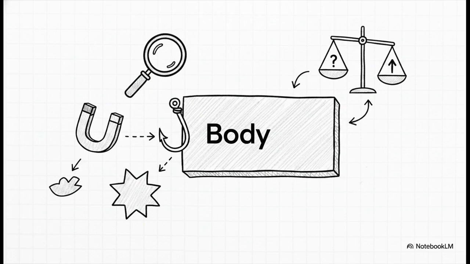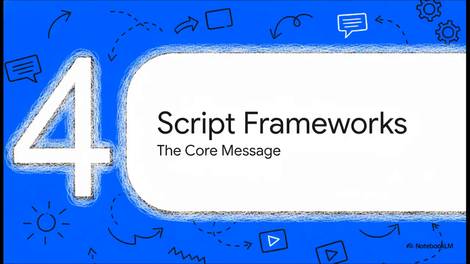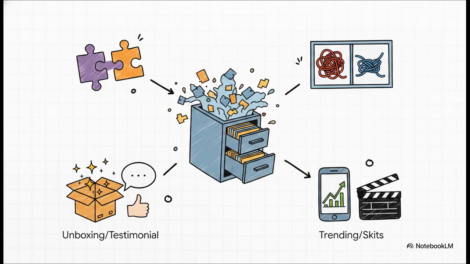Testing multiple hooks against the exact same core message, that is an absolute game changer for figuring out what the algorithm favors. Let's jump into section 4, plug-and-play script frameworks, the core message. The library features 14 complete script frameworks that are basically ready to record today. These are the greatest hits, and each serves a very specific purpose depending on your product.